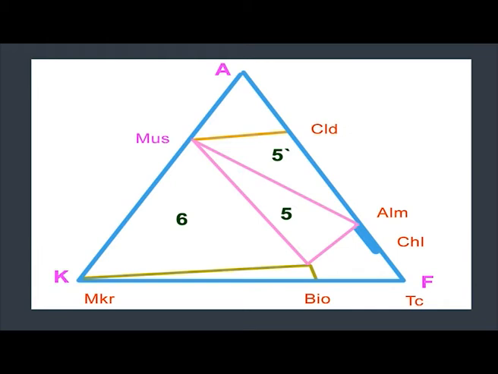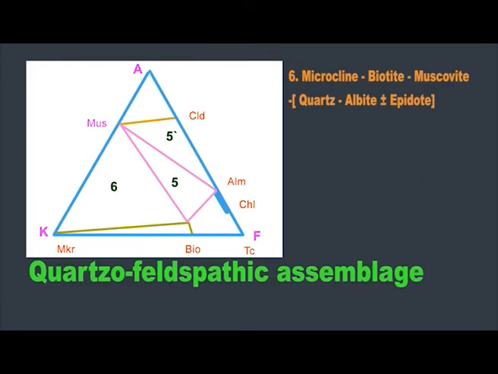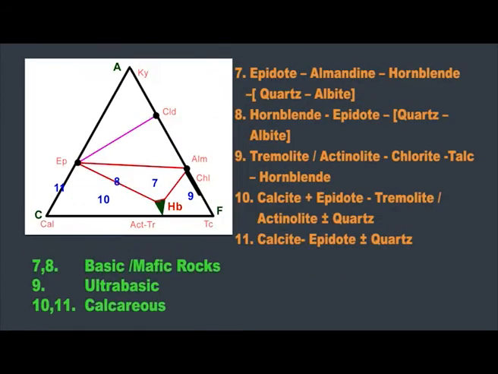Quartzo-feldspathic assemblages. Number 6, microcline, biotite, muscovite with quartz, albite, epidote. Basic or mafic rocks. Number 7, epidote, almandine, hornblende with plus minus quartz plus minus albite. Number 8, hornblende, epidote plus minus albite plus minus quartz. Ultrabasic. Number 9, tremolite or actinolite, chlorite, talc with hornblende. Calcareous assemblages. Number 10, calcite, epidote, tremolite or actinolite plus minus quartz. Number 11, calcite, epidote plus minus quartz.